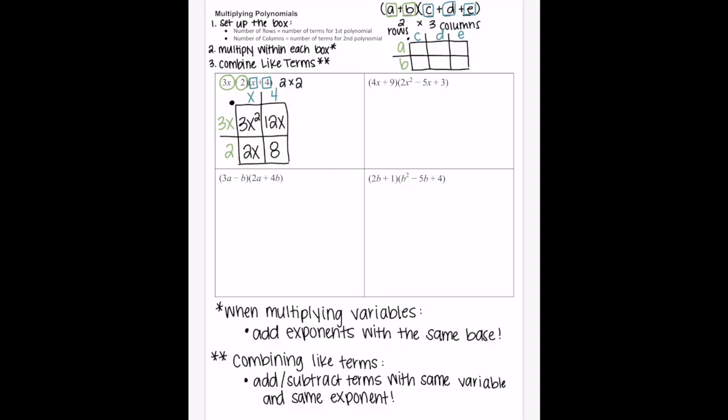Right, so if we were to actually split this up, it would be 3x squared plus 12x plus 2x plus 8. Now, if you'll notice, 12x and 2x you can combine. So that gives us 3x squared plus 14x plus 8. And that is our multiplied polynomials.